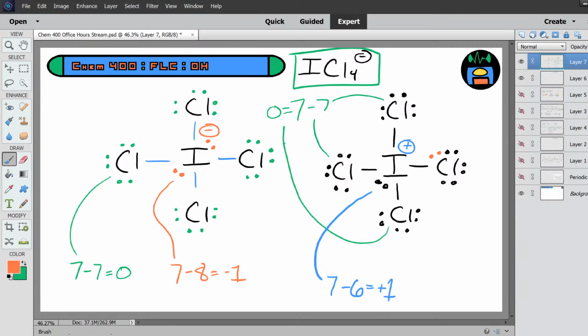And now let's take a look at chlorine. This chlorine, 7 electrons when it's neutral. In this structure, it has 8 electrons plus 1 for its bond. So 7 minus 9 is negative 2.